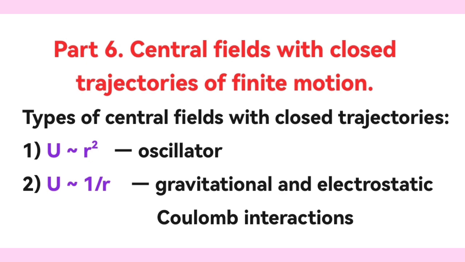Part 6. Central fields with closed trajectories of finite motion. There are only two types of central fields in which all trajectories of finite motion are closed. The first type is characterized by the potential energy that is proportional to the square of the radial coordinate. The second type is characterized by the potential energy that is inversely proportional to the radial coordinate. The field of the first type corresponds to an oscillator, and the second to gravitational and electrostatic Coulomb interactions.